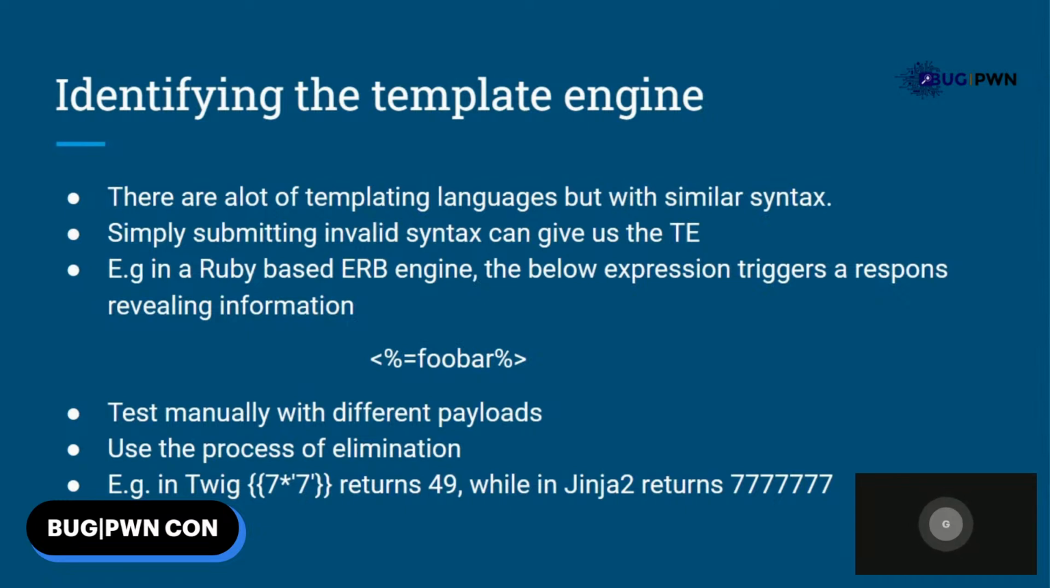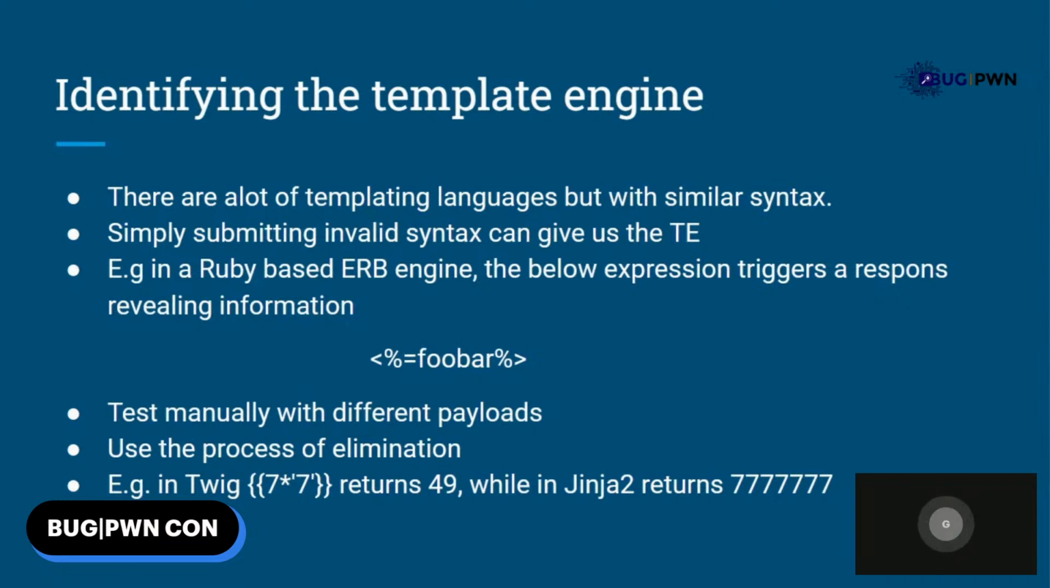Now, for example, if we're working with a Ruby based Yaro engine, that is a template engine too. If we work with this and then we inject this particular foobar code here, this will actually trigger a response that will reveal that it's a Ruby based template engine that is being used.